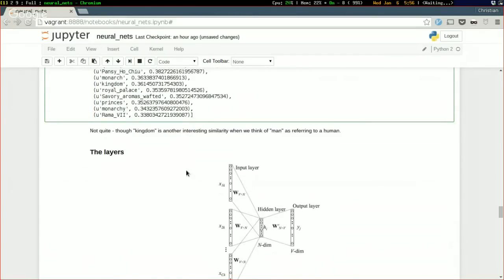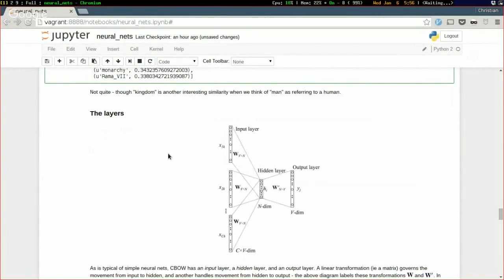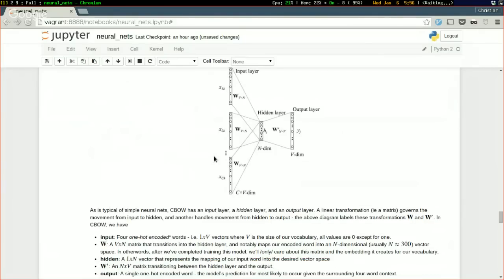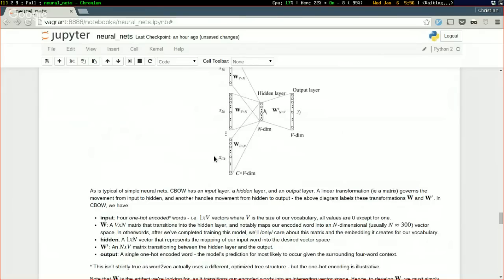So I'll quickly talk about how this model is trained and what the neural net actually looks like based on the structure we talked about before. Again, we have an input layer, a hidden layer, and an output layer, where the input layer is a series of 4 one-hot encoded words. A one-hot encoding is essentially, if we have 1,000 words in our vocabulary, we sort them in alphabetical order. The first word is going to be word 1. Second word is going to be word 2, up to word 1,000.